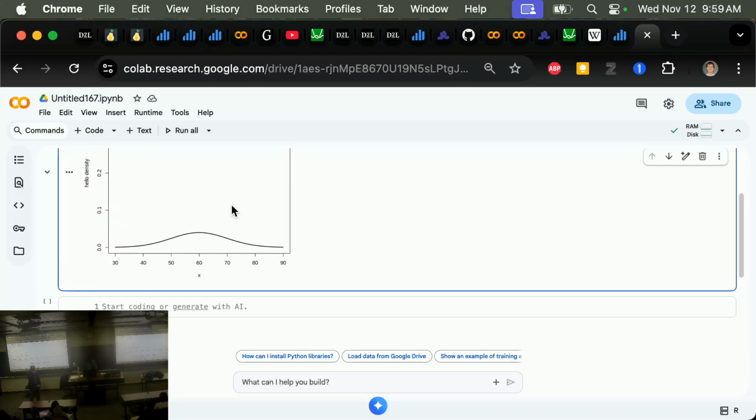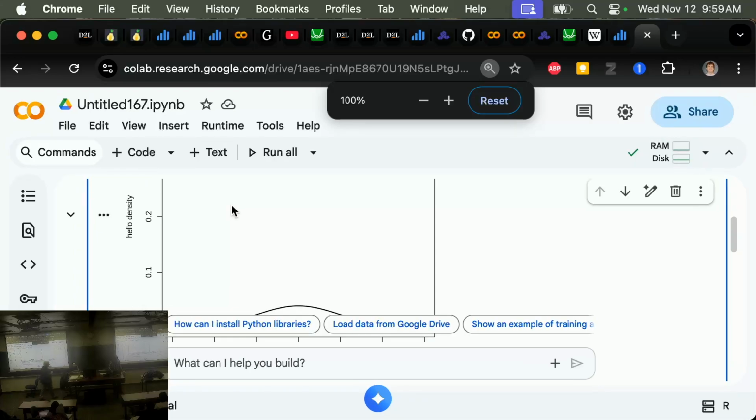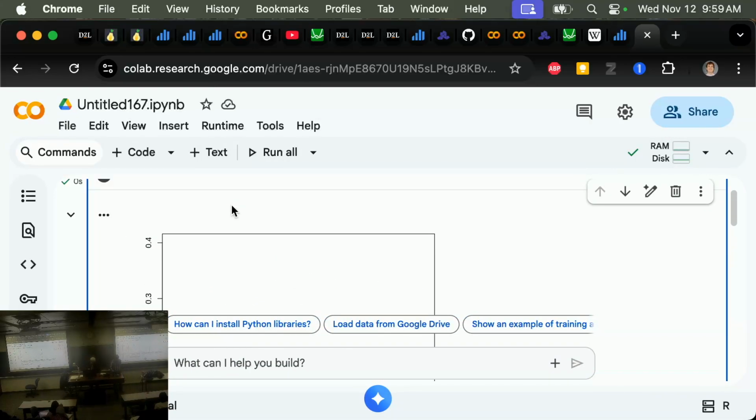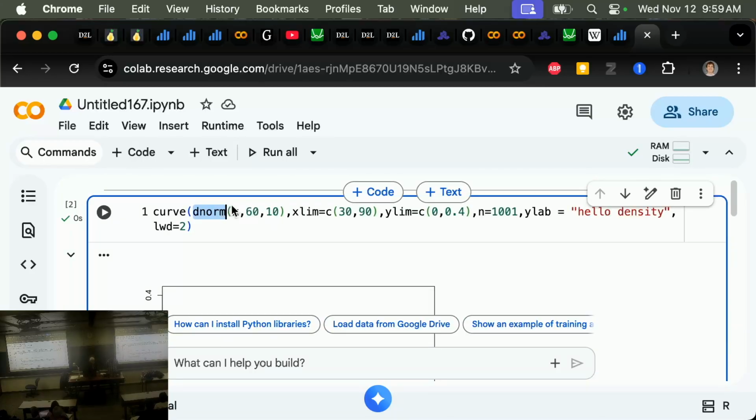So what we want to do is draw the curve. So we need to know the height at each of various values of x. So let's go look back at that command that we had. There's the command. What would you like to change?